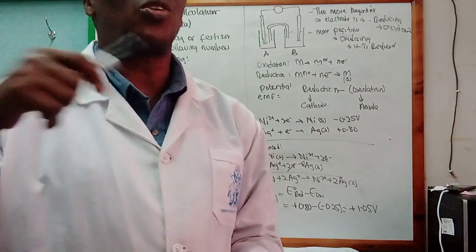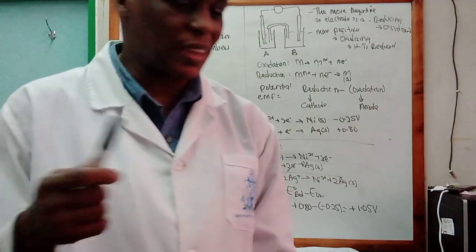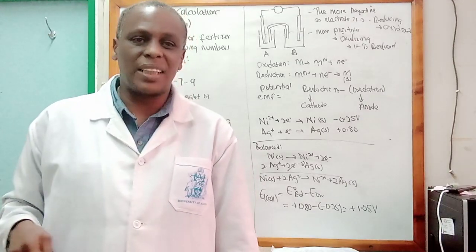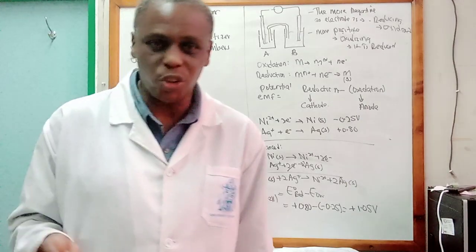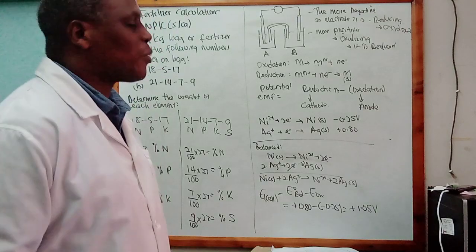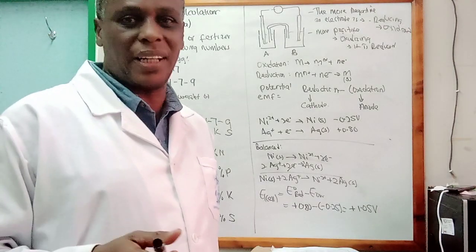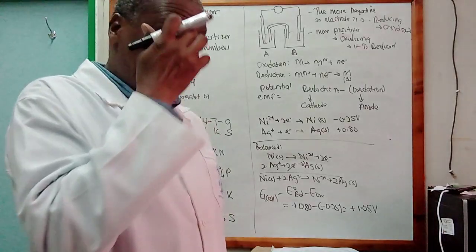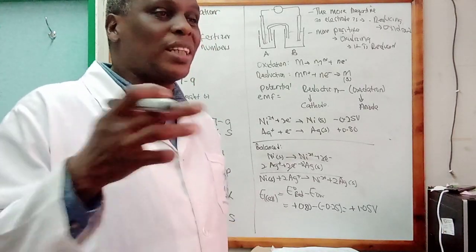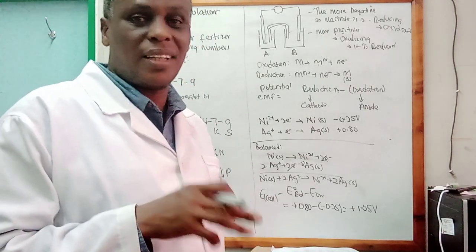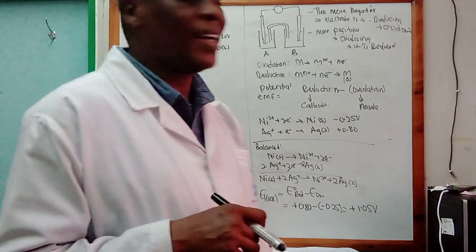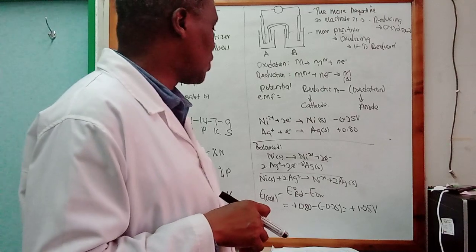cell, or it's called the galvanic cell, because the galvanic cell is one in which it produces the potential from the chemical reactions that are taking place, as opposed to the electrolytic cell, where you're going to cause reactions, but you're giving power coming into the cell.